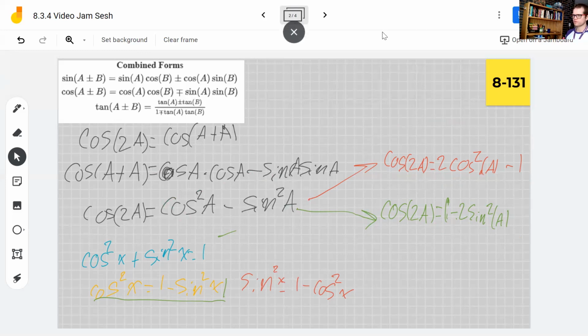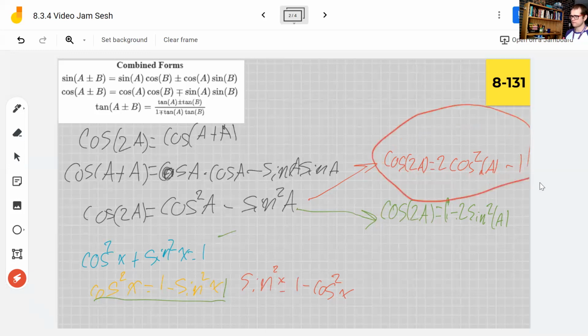But we're going to do a little bit more with that. The one in particular that I really want to focus on is this bad boy, the cosine of 2a. All right, that's going to give us a half angle identity. And this one's also going to give us a half angle identity.